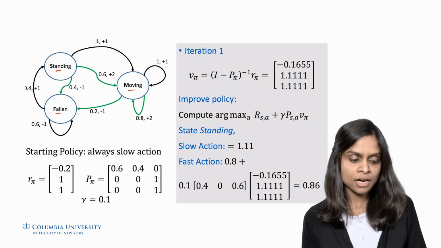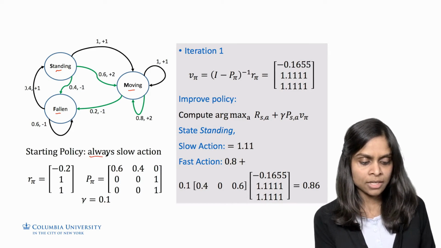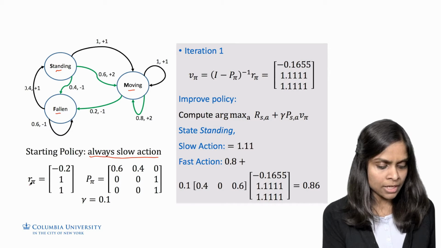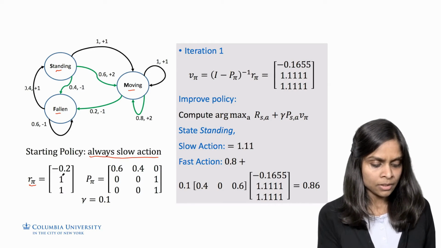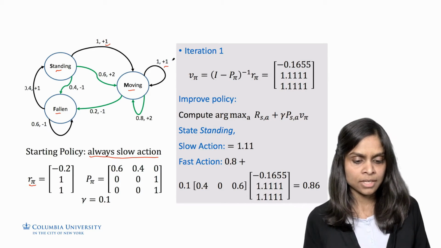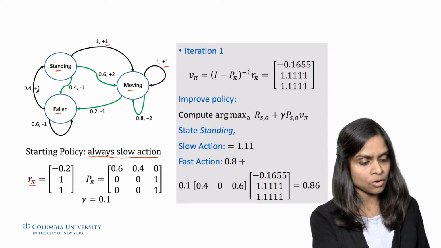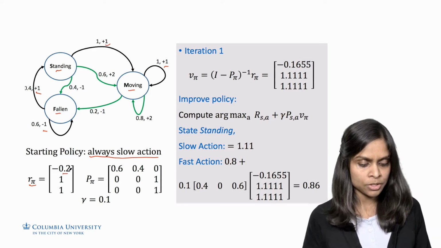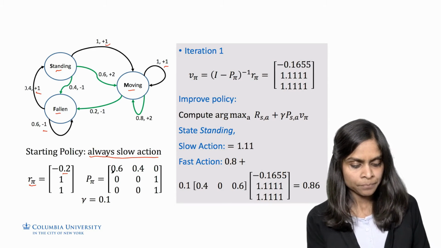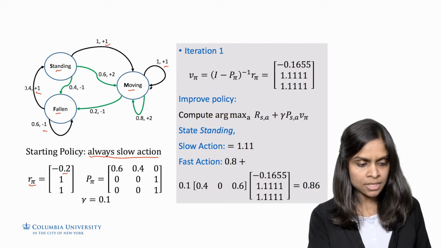The policy iteration method starts with some arbitrary policy, and here I have chosen the arbitrary starting policy to be the one that always takes the slow action in all states. And here I've shown the expected immediate reward for this policy. The immediate reward for the policy of taking slow action is clearly 1 in both moving and standing state. For the fallen state, the expected reward of taking slow action is a combination of these 2 scenarios, which is minus 0.2. P pi is the transition probability matrix for this policy, which is the transition probability given by the black arrows on all states.